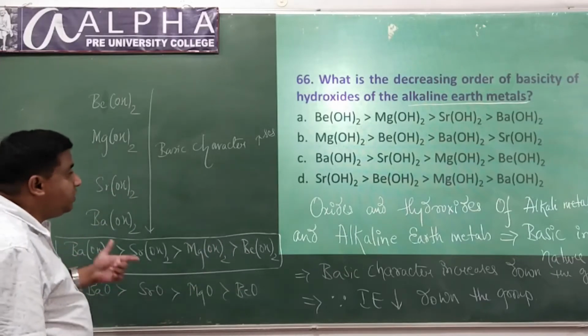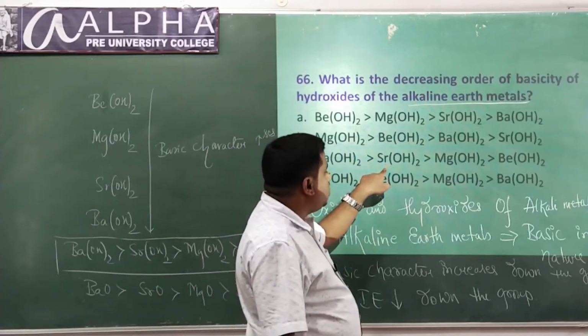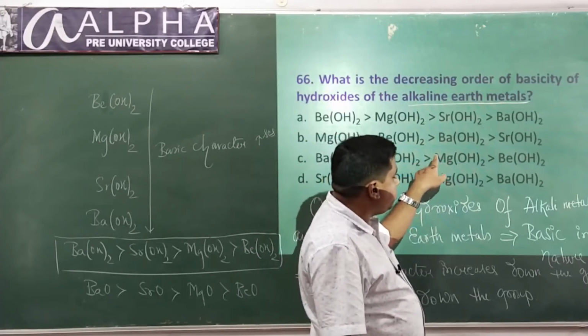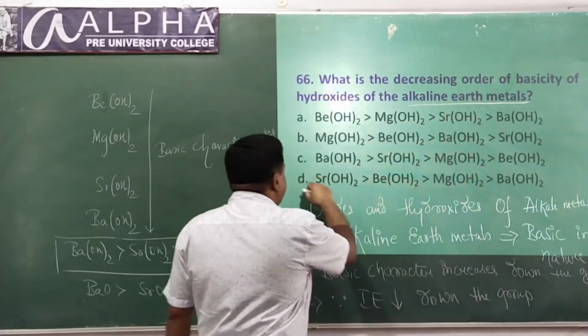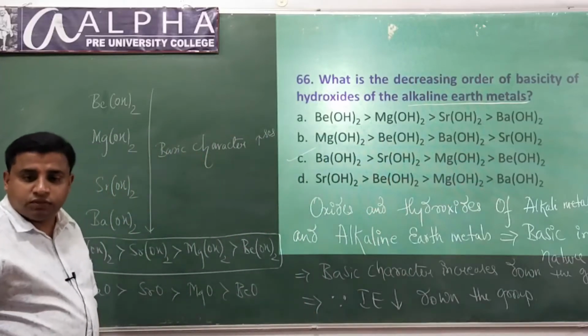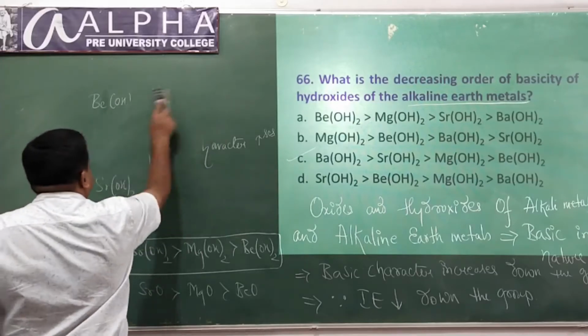So what is the correct answer? The correct answer is barium hydroxide is a stronger base than strontium hydroxide, strontium hydroxide is a stronger base than magnesium hydroxide, which is a stronger base than beryllium hydroxide. Therefore the correct answer is option C. Okay, simple. That's great.